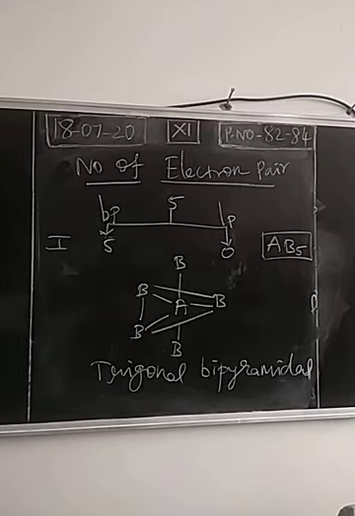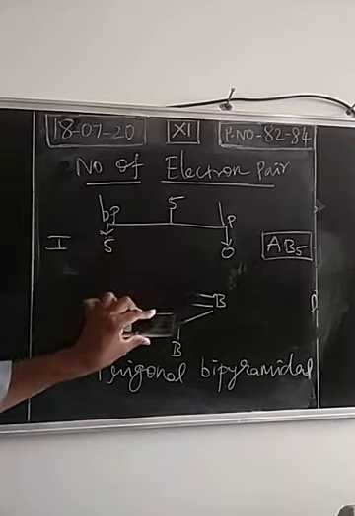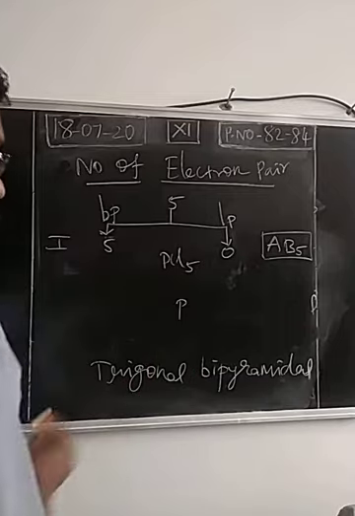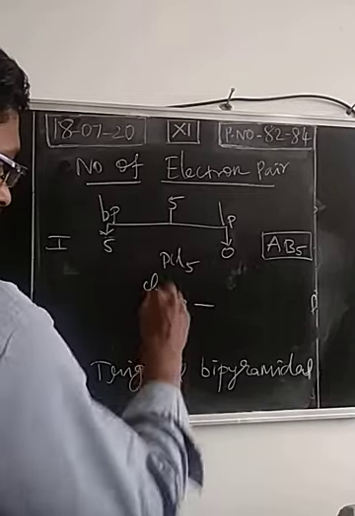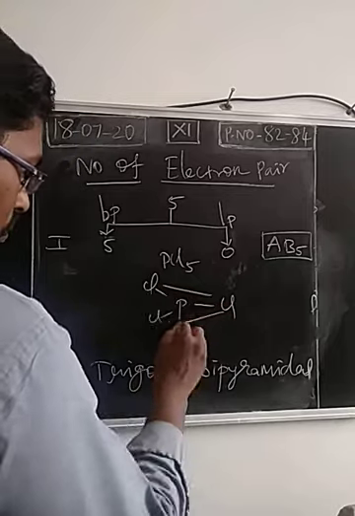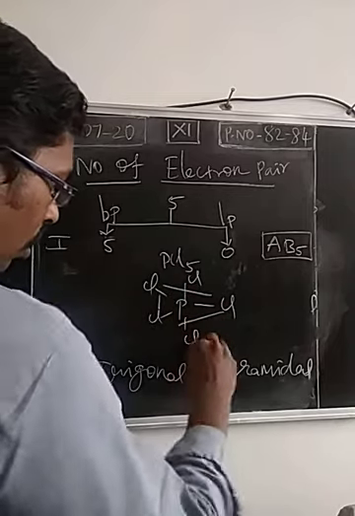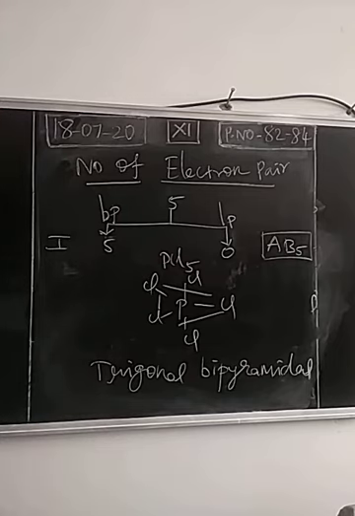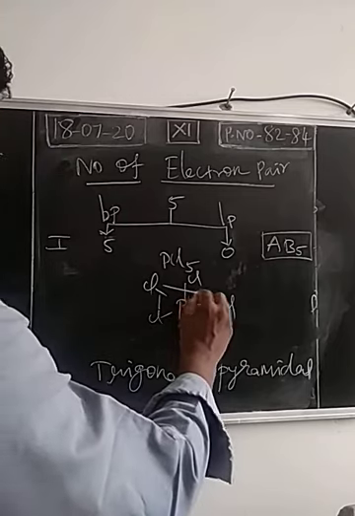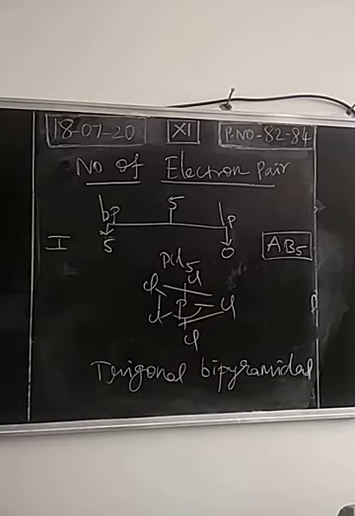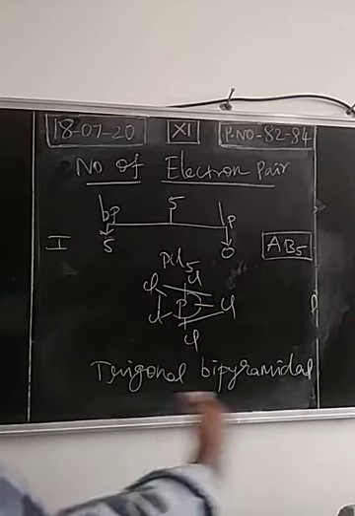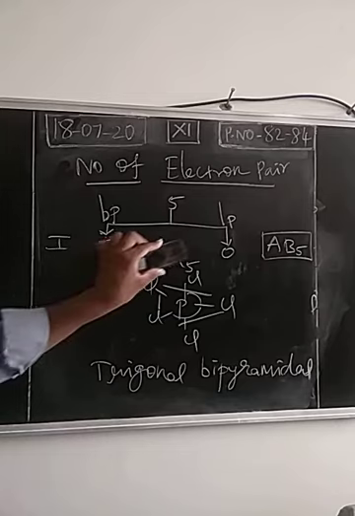We can take the example phosphorus pentachloride, PCl5. Phosphorus will be the central atom. Five chlorine atoms are covalently bonded with the central atom phosphorus. So here 2 types of angle will be there. Between the covalent bonds in a plane, 120. And 90. So 2 types of angle will be there. So the geometry is trigonal bipyramidal.